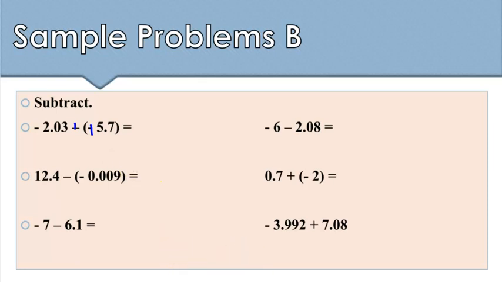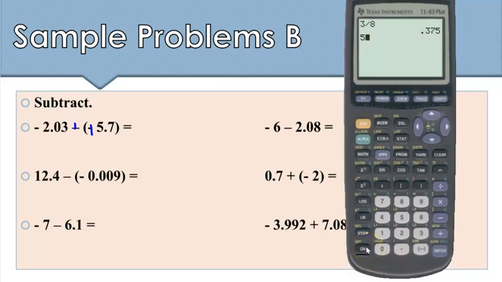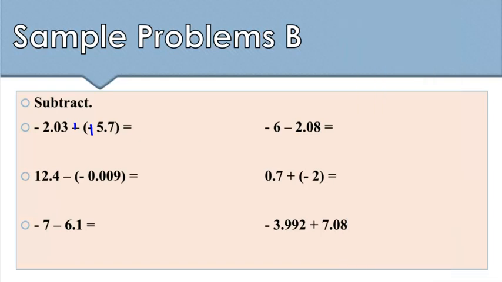Now I'm just going to grab my calculator very quickly. So 5.7, and we are subtracting 2.03. It's really the 5.7 plus a negative 2.03, but that means we're just subtracting the numbers, and you get 3.67. Next, we got negative 6 minus 2.08. I'm really adding the opposites. So here I'm really adding the two numbers that are negative. So that's going to give us a negative 8.08.